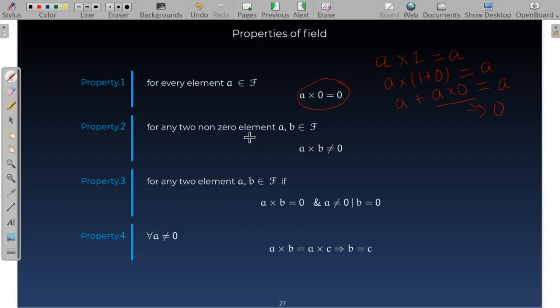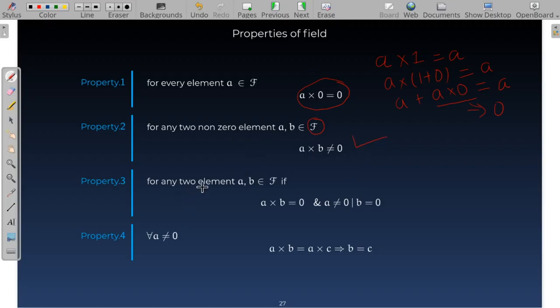Now the second property is that for any two non-zero elements a and b of F, a times b should not be equal to 0. If you have two elements and they are non-zero, it means the non-zero elements of this field F form a multiplicative group, right? Non-zero elements of F must be a commutative group under multiplication. It means a times b should be a non-zero element of F only if a and b are non-zero. So this directly follows from the definition.